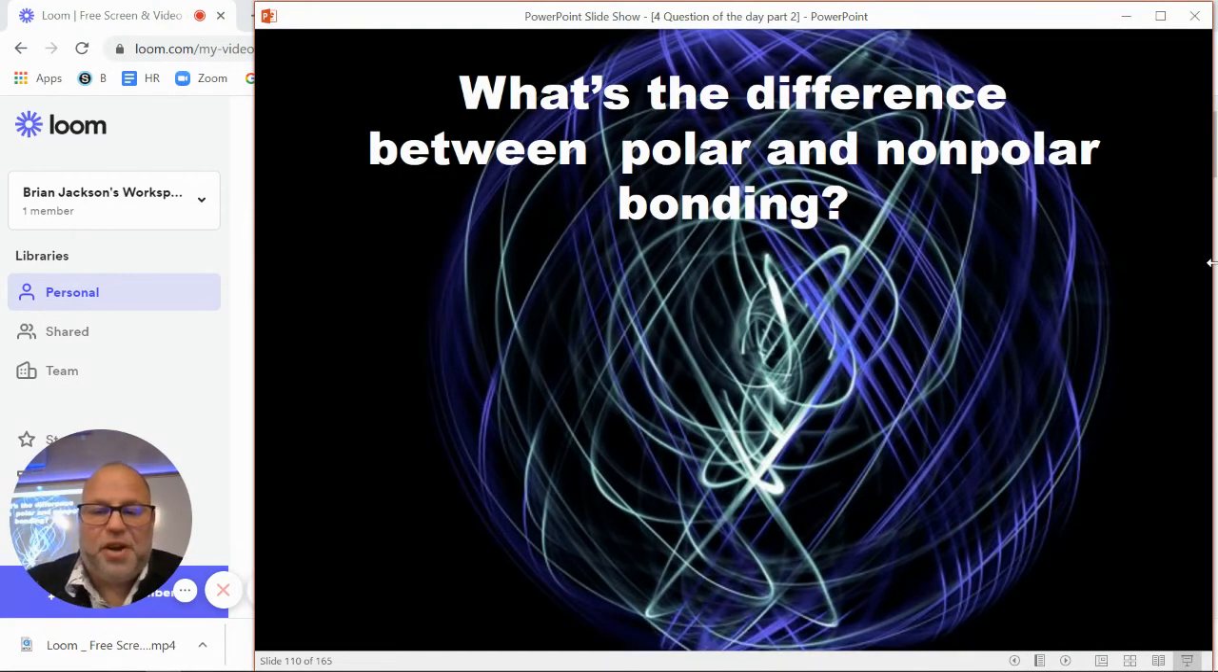Right, so we've been talking about ionic bonding, we've been talking about covalent bonding. Now what we want to do is talk about covalent bonding specifically, but for this one, we want to talk about the difference between a polar covalent bond and a nonpolar covalent bond, because yes, there is a big difference between the two of them. Do you want to see the difference?